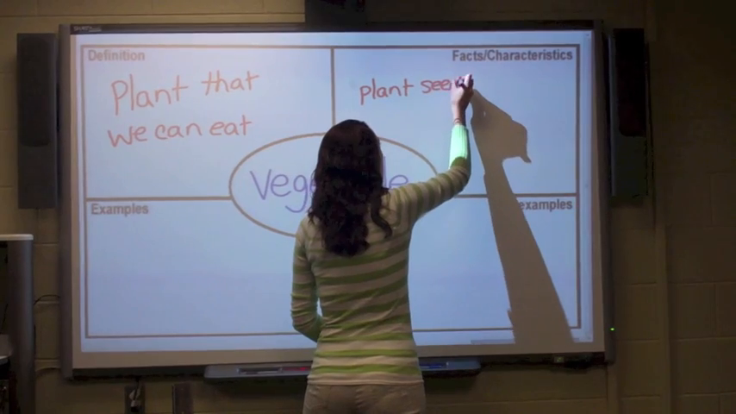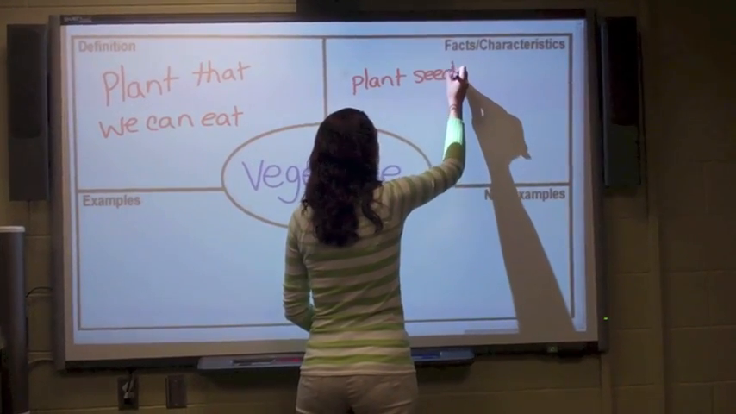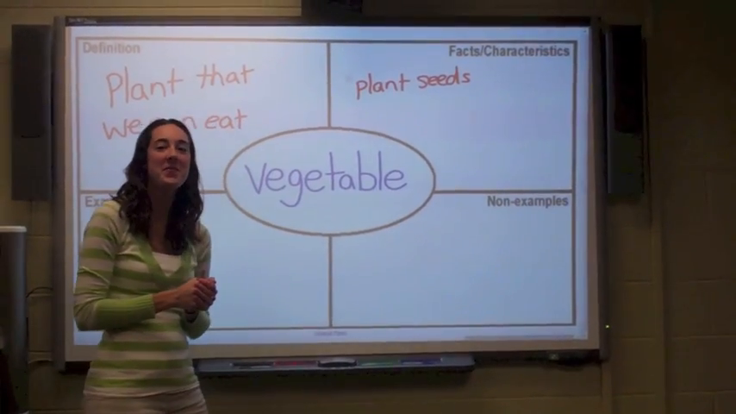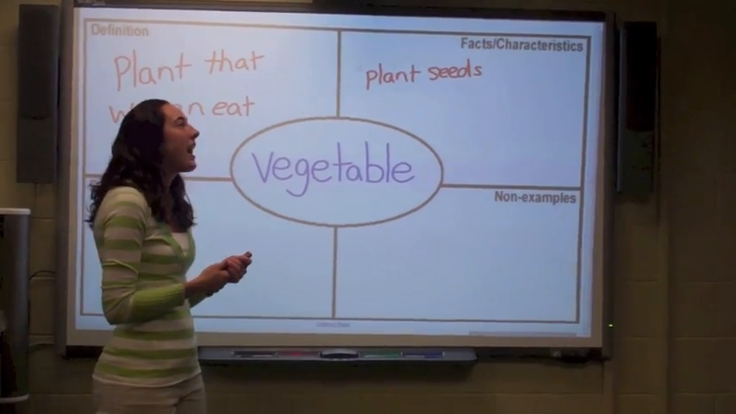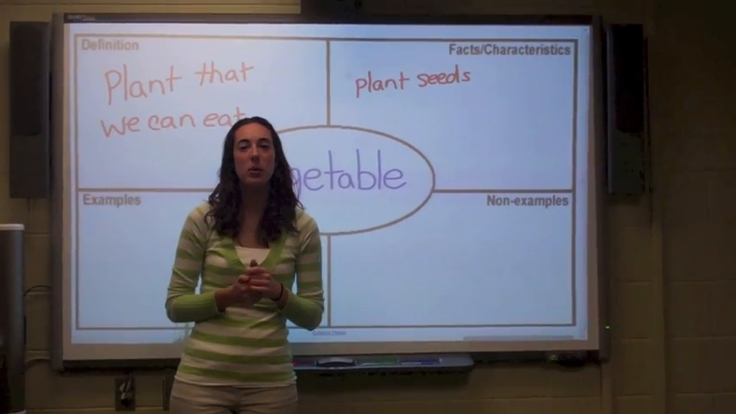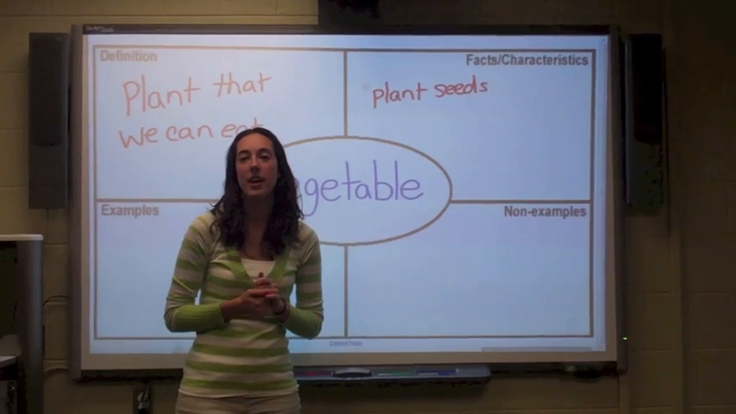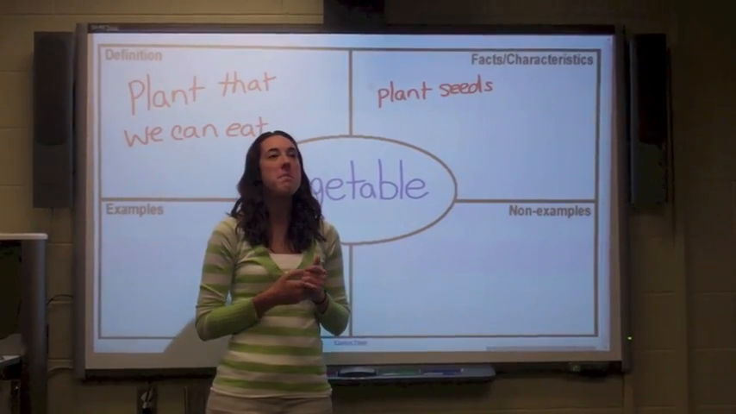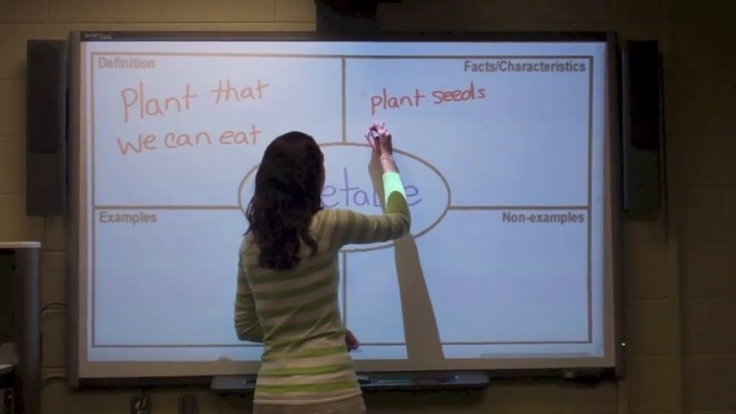Does anyone else happen to know any characteristics about vegetables? Some are green. Yes, are there any other colors of vegetables? Like carrots? What color are carrots? Orange. So they can be many different colors, right?